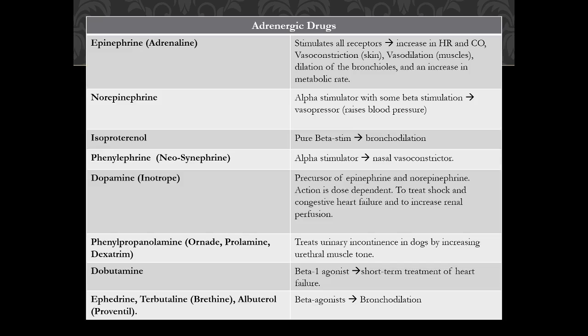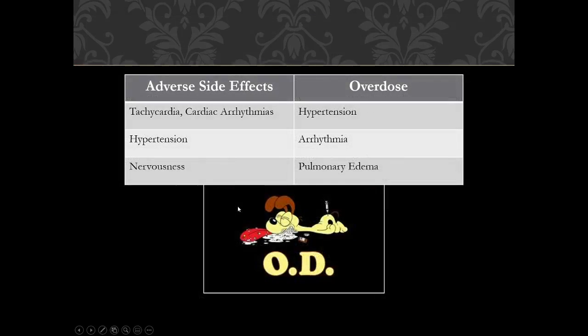Dobutamine is a beta-1 agonist, and we can use it as short-term treatment of heart failure in emergency situations. Ephedrine, terbutaline, which is Brethine, and albuterol are all asthma drugs, and these are beta agonists. They cause bronchodilation. So again, it's really important that you know by heart what alpha and beta receptors do. Some adverse effects of adrenergics.